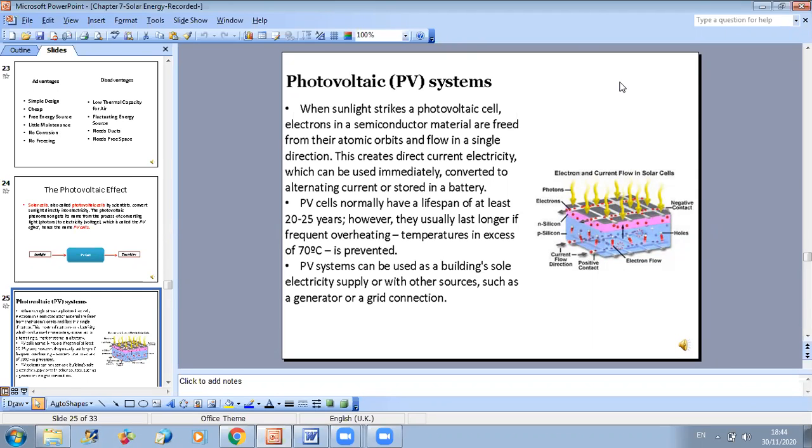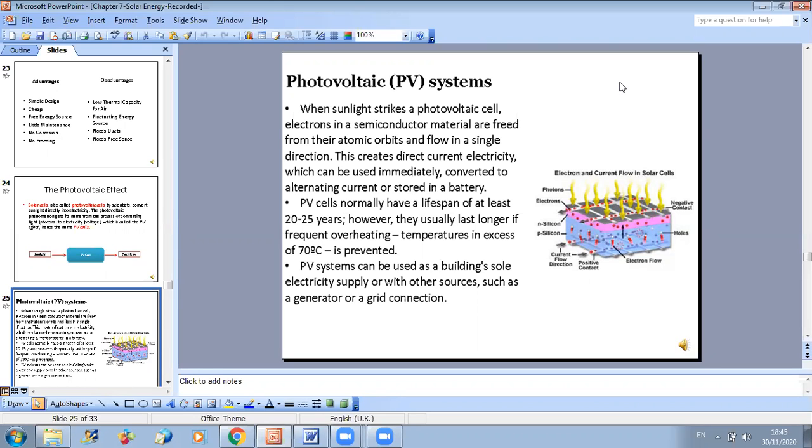Okay, so we should always cool PV cells because their efficiency decreases with temperature. PV systems can be used as a building's sole electricity supply or with other sources such as a generator or a grid connection. Now, the main disadvantage of PV cells at first was the very long payback period. So we need a lot of time for the economics to be satisfied, because to start to gain we have a very long period, and this was improved with time.